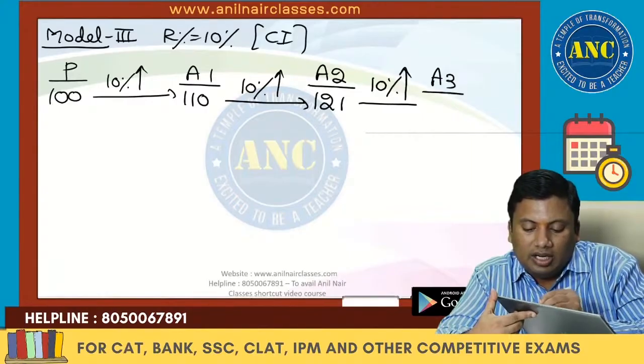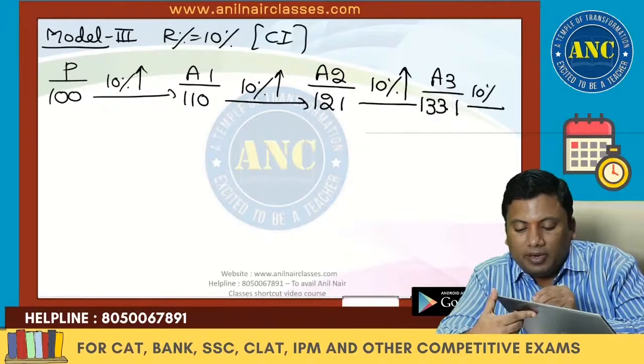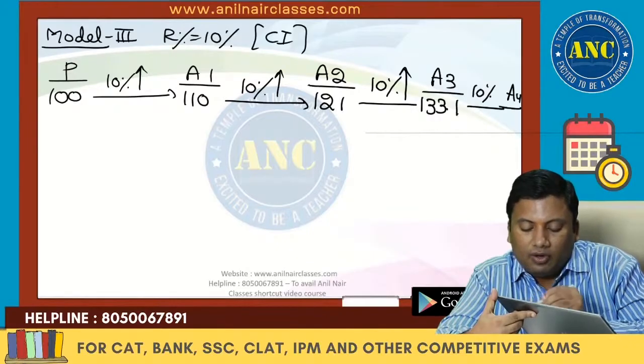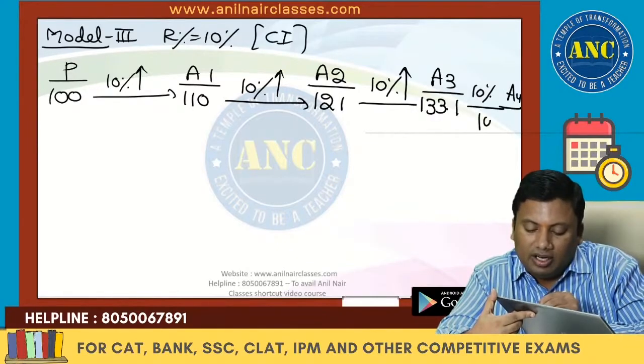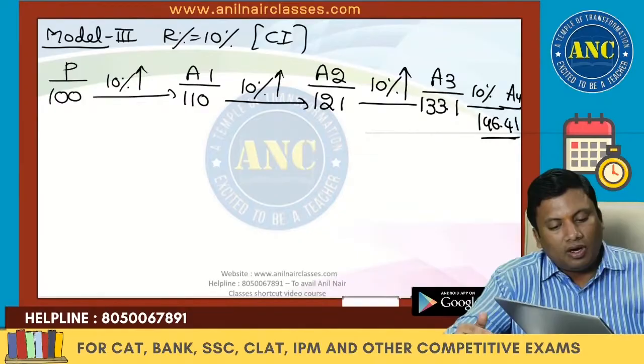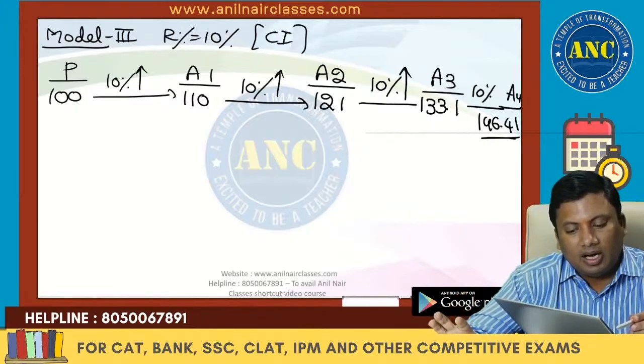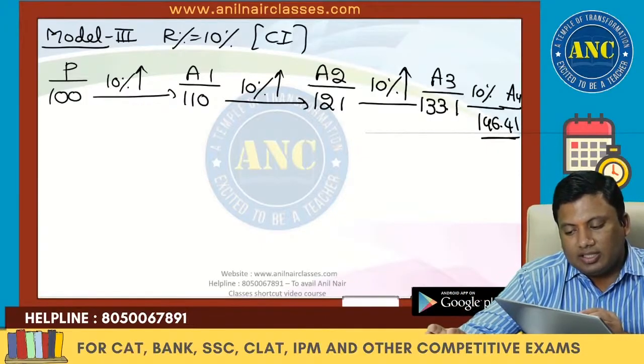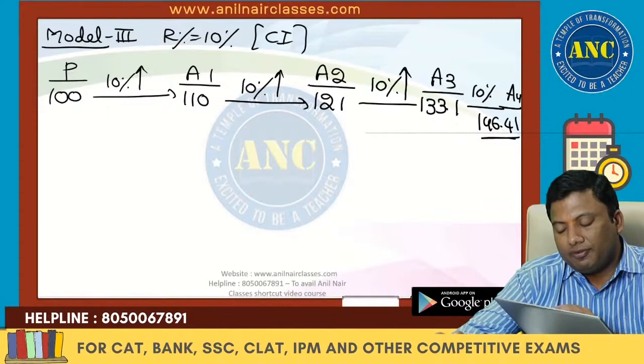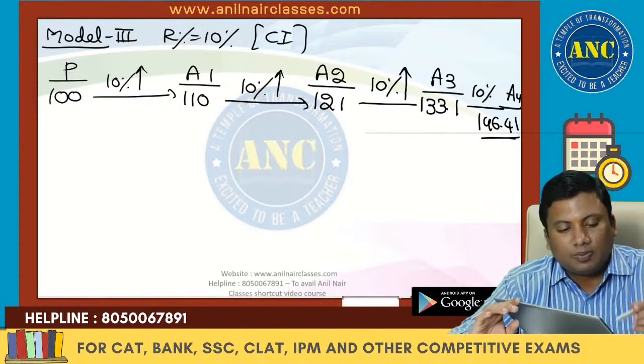So the third year it is 133.1. Again a 10 percent increase. 10 percent of 133.1 is 13.31, giving 146.41. So with principal 100, the amount after 2 years is 121, and after 4 years is 146.41.